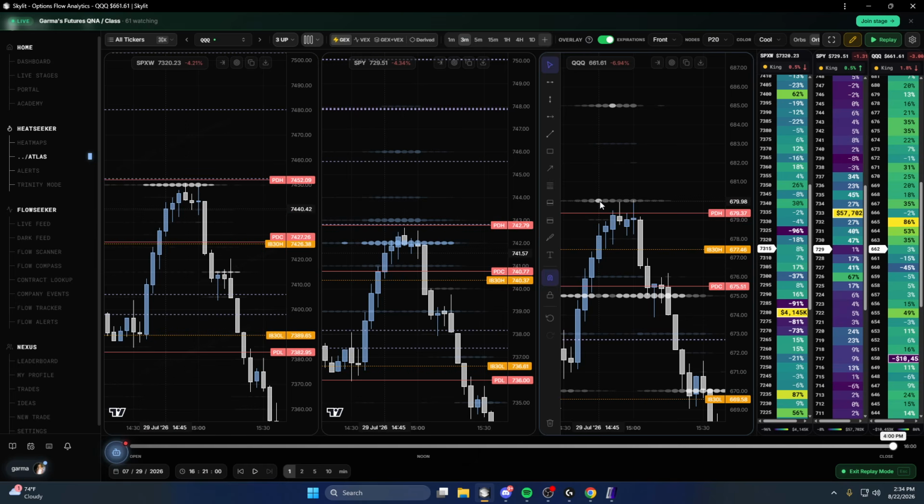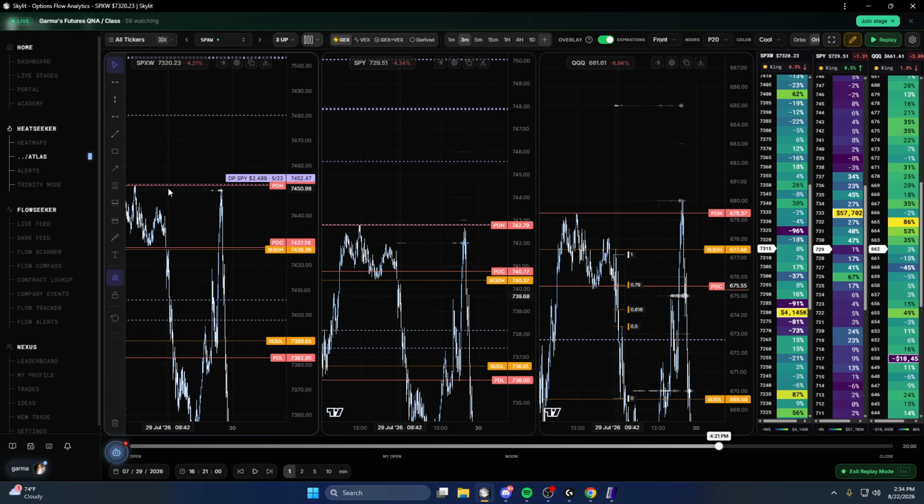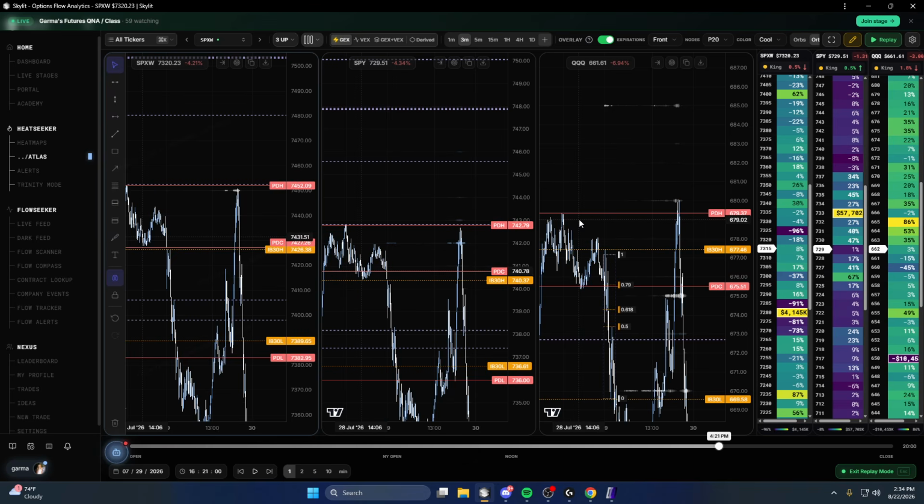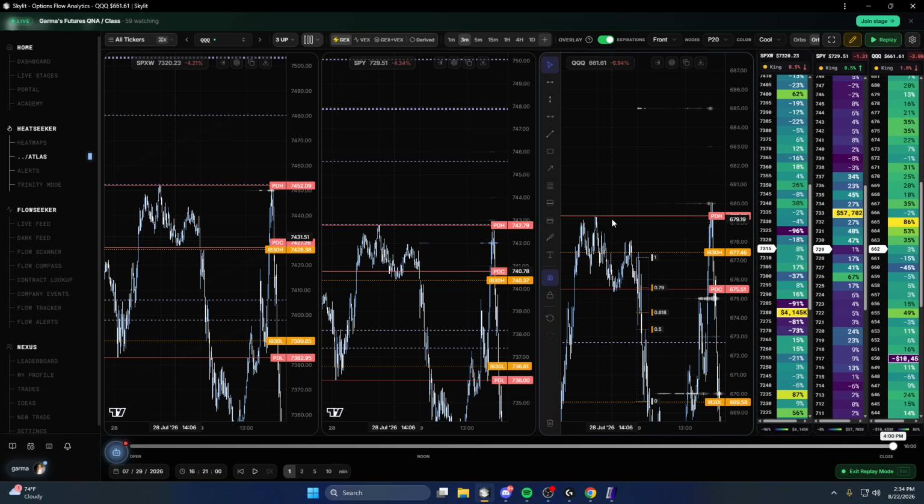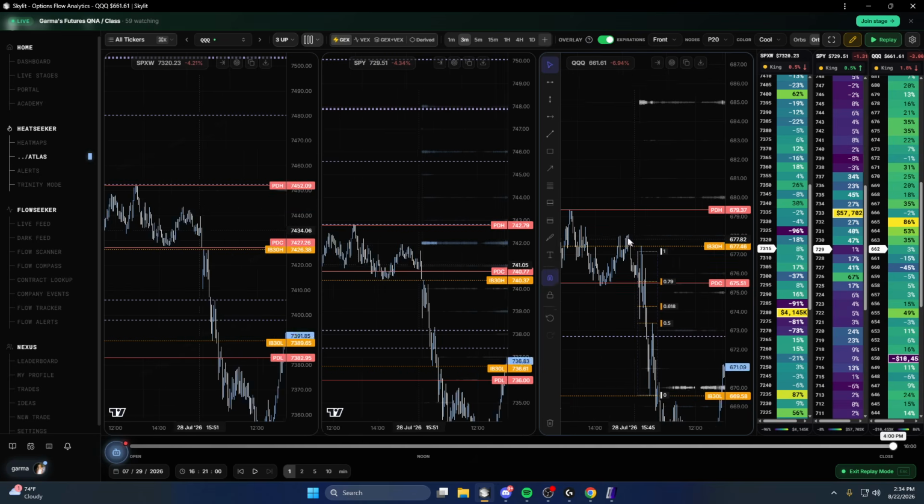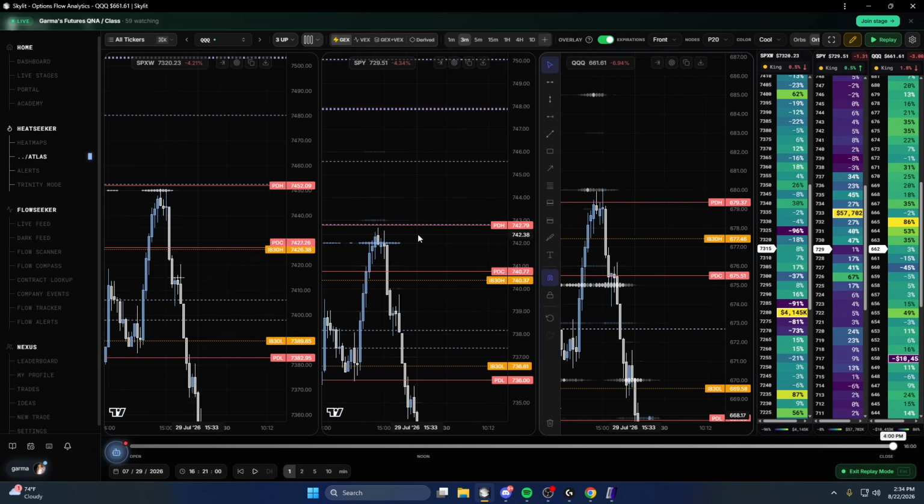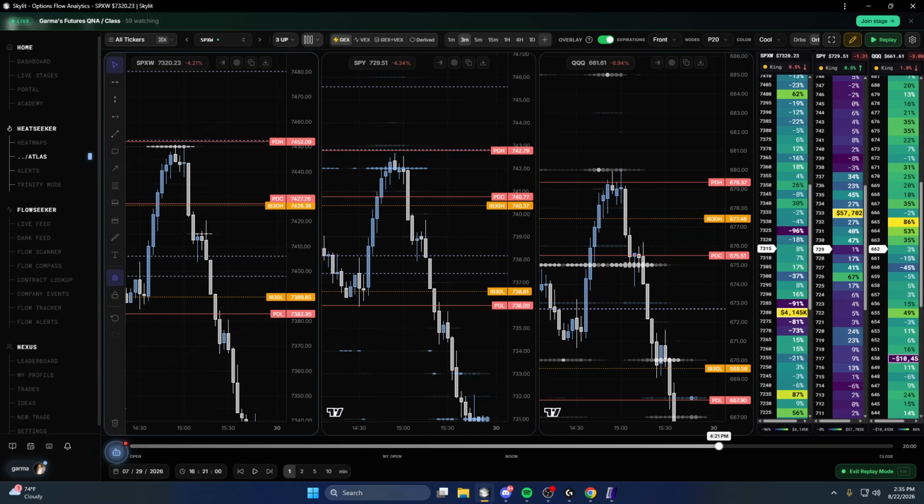You had 680, you had 742, and you also had SPX 7450. This was also a double top on SPX and SPY, and QQQ also a double top liquidity sweep. It was literally our A plus setup. Glitch literally called it before, he was like, watch the double top here on QQQ, SPY, and SPX, and it literally just ran.